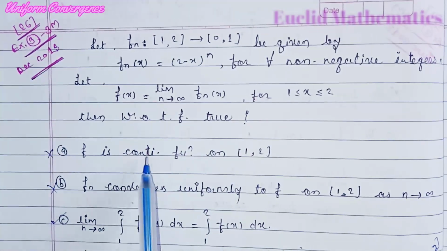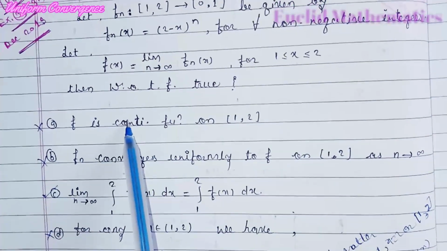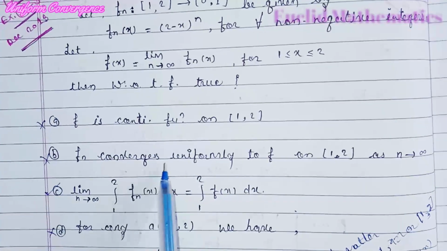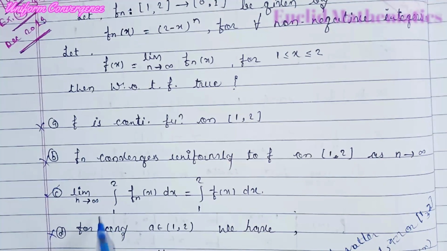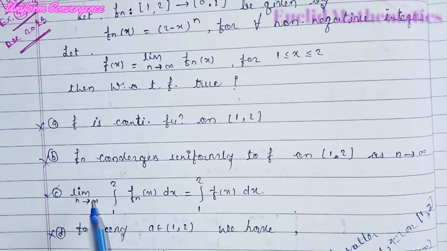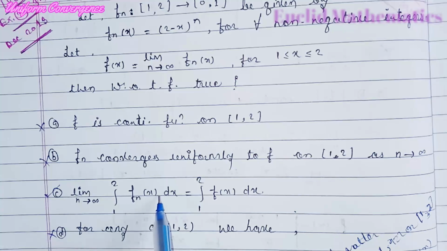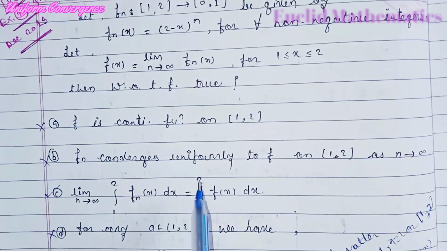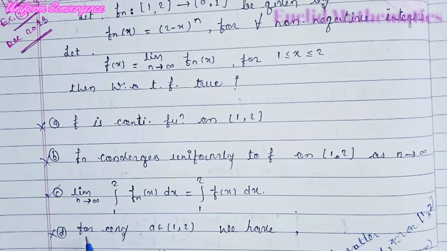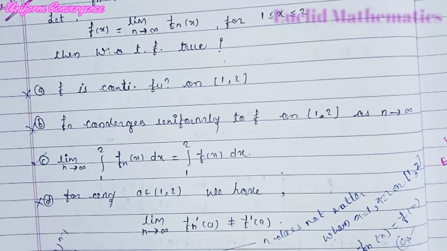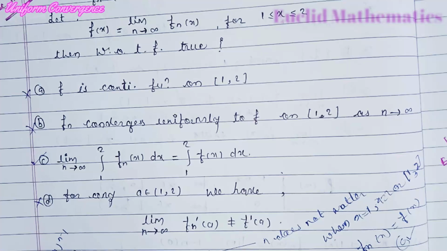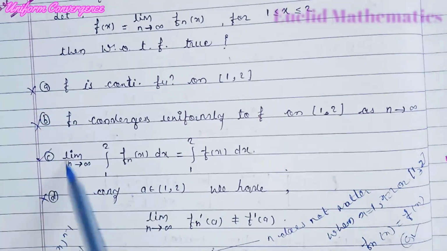The first option says that f is a continuous function on the closed interval [1, 2]. Second, fn converges uniformly to f on the closed interval [1, 2] as n tends to infinity. Third, the limit as n tends to infinity of the integral from 1 to 2 of fn(x) dx is equal to the integral from 1 to 2 of f(x) dx. And the fourth option says that for any a in the open interval (1, 2), the limit as n tends to infinity of fn'(a) is not equal to f'(a). So we have to figure out which one of the options is correct.